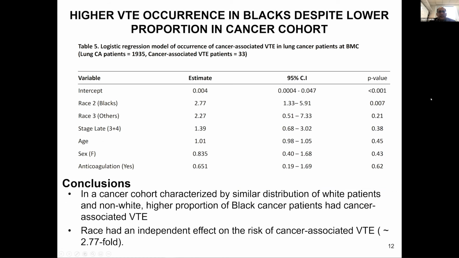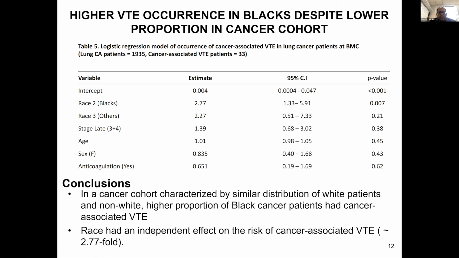So here we did a risk model in patients with lung cancer. And you can see in the table that black patients were at close to threefold higher risk of VTE compared to whites.